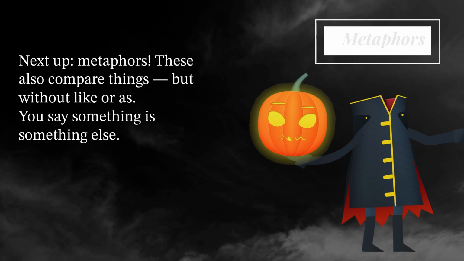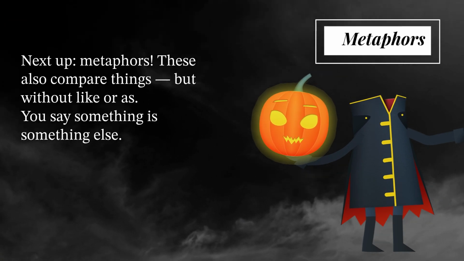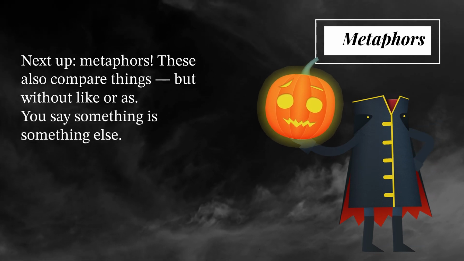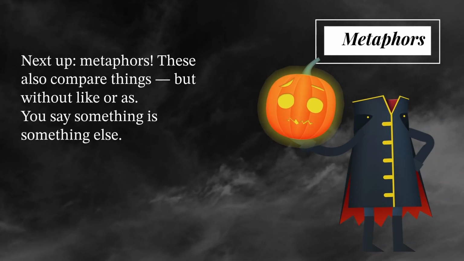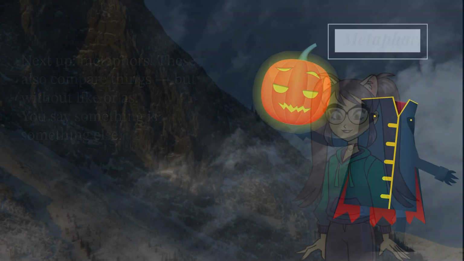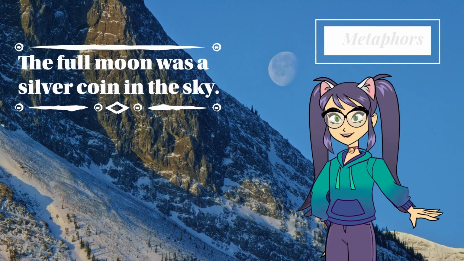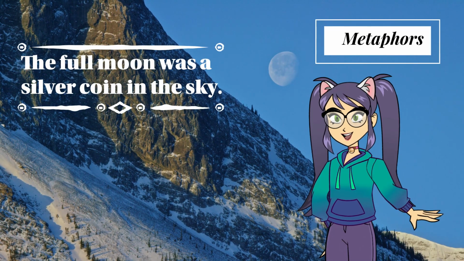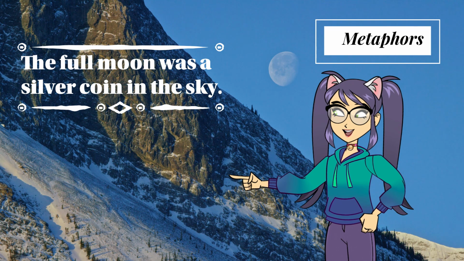Next up, let's look at metaphors. These also compare things, but without like or as. You just say something is something else. Let's take a look at some examples. In this first example, we keep the mood light. The full moon was a silver coin in the sky.